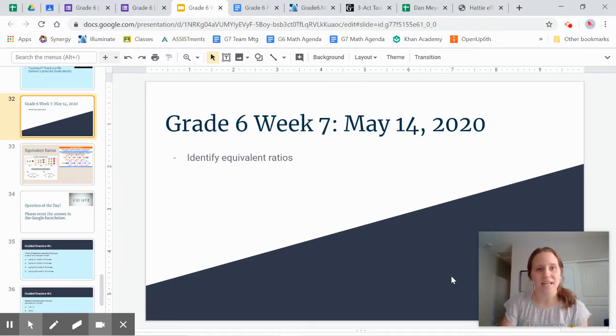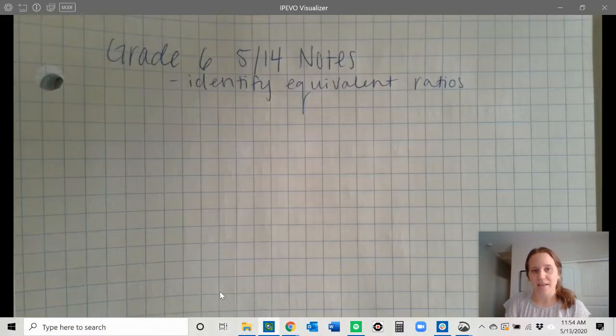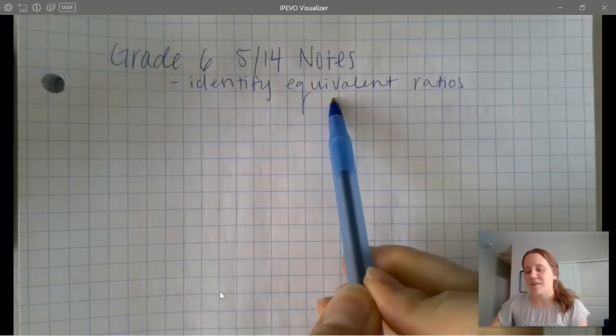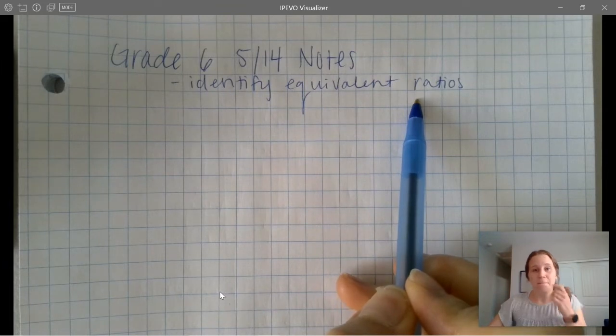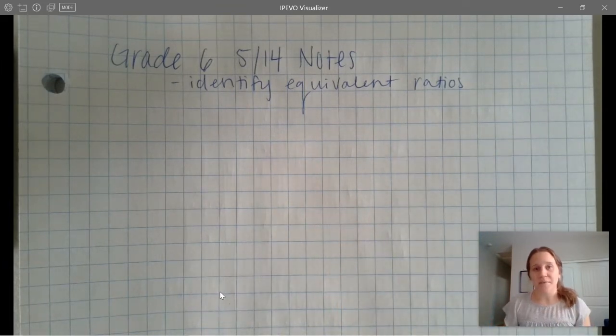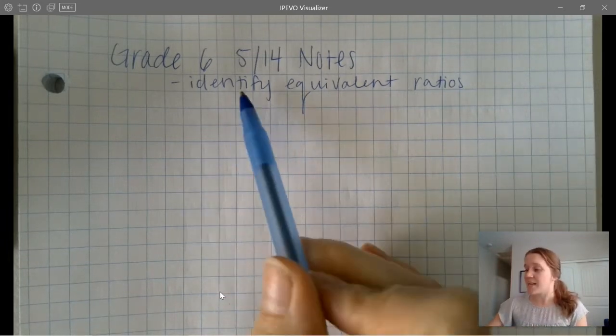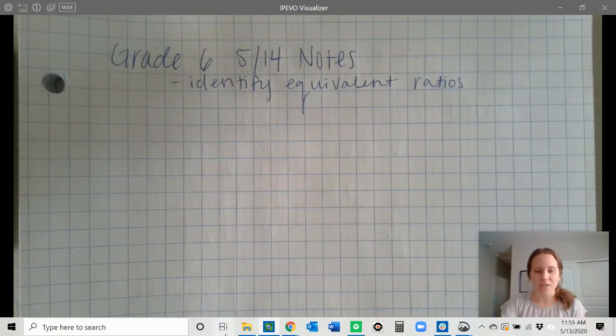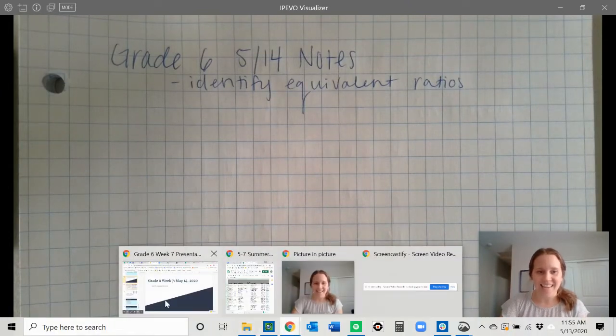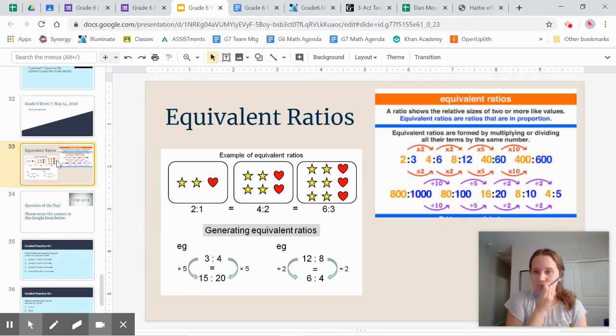Awesome, we are ready to get started. Go ahead and set up your notes today. Our topic is identify equivalent ratios. The questions that you'll see that are related to this topic might say, which ratios are equivalent to this one? Or the questions you might see are more like, which of these represents a car that is traveling 60 miles per hour? Both of those kind of questions are really asking you to identify equivalent ratios, and you'll see that on your quiz today and in our guided practice today.